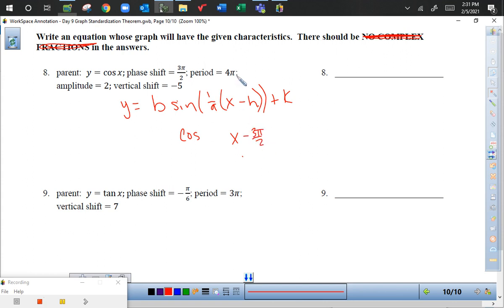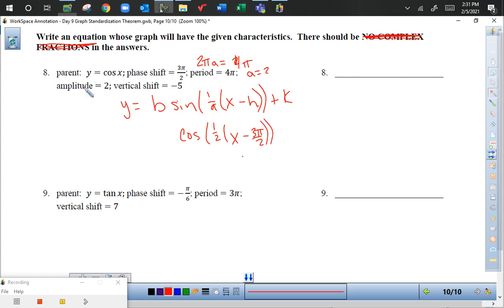Okay, then they give me the period of 4 pi. Now that is not any of these letters directly, but we solve for the period by saying 2 pi times a for cosine and sine. So I'm just going to set 2 pi a equal to that 4 pi. And then solve. So dividing by 2 pi on both sides, a is 2. So 1 over a, or the reciprocal, would be 1/2.